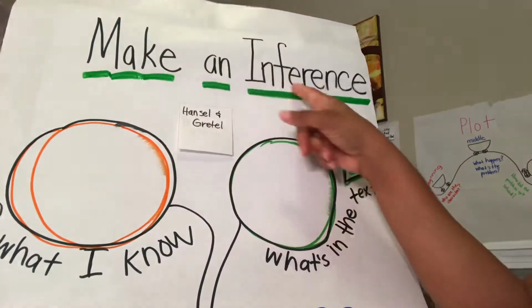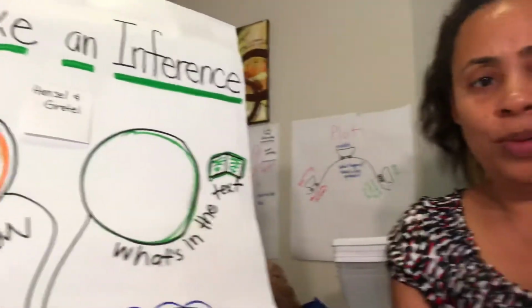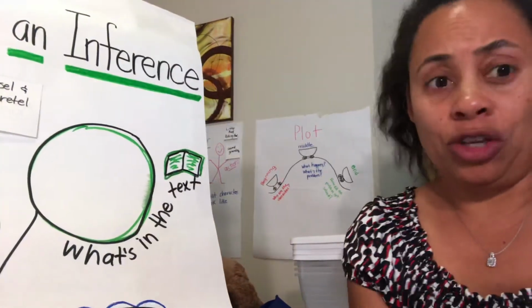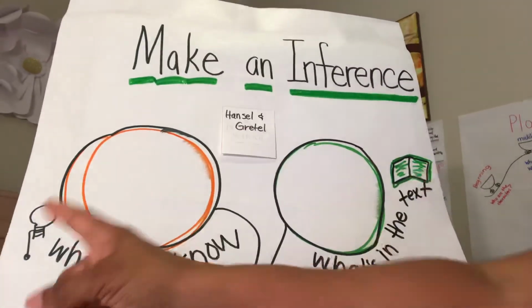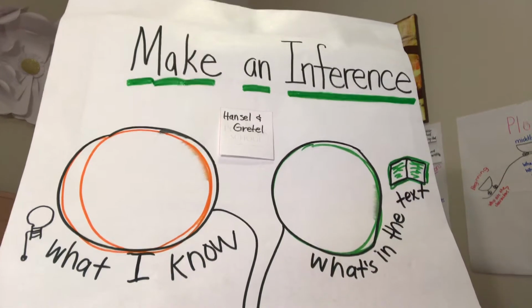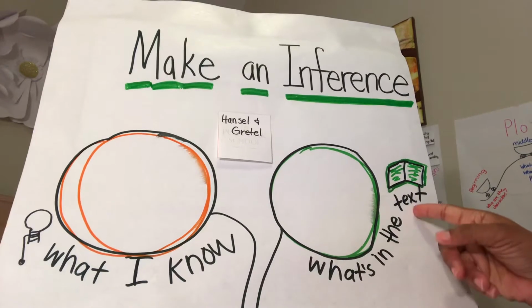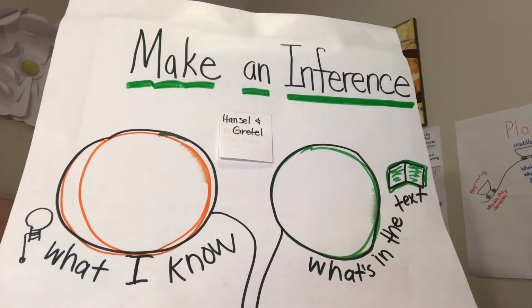Make an inference. Now, let's practice because we know with making an inference, there's 3 parts that are important. 1, what I already know in the story. And this is a picture of a little light bulb because it represents your thinking brain and imagination and remembering things you already know in life in general. And you're going to think about what's in the text. This is a picture of a book. What's in the book I just read or just listened to?